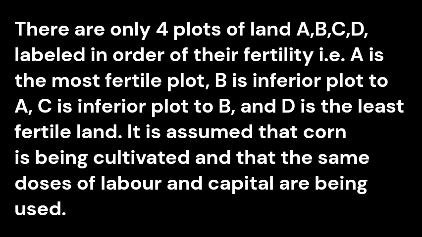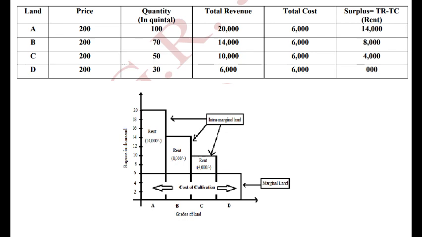There are only 4 plots of land A, B, C, D, labeled in order of their fertility, i.e. A is the most fertile plot, B is inferior to A, C is inferior to B, and D is the least fertile land. It is assumed that corn is being cultivated and that the same doses of labor and capital are being used on these plots.